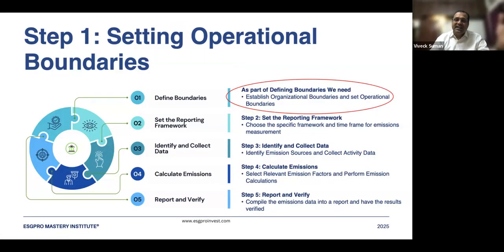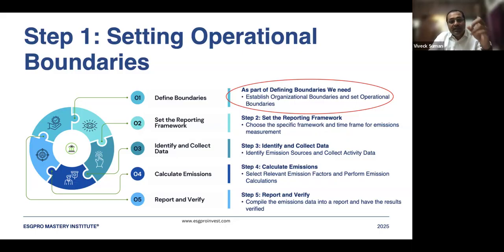So the first step is setting the operational boundary. To set the operational boundary, you have to define the boundaries on 2 fronts. Front number 1 is organization wide and front number 2 is operation wide. There is a difference between the two, please understand. The organization includes all activity. Even procuring the raw material is part of that activity. Having subsidiaries, having franchises, and having operation in different jurisdictions are all part of the organizational boundary.